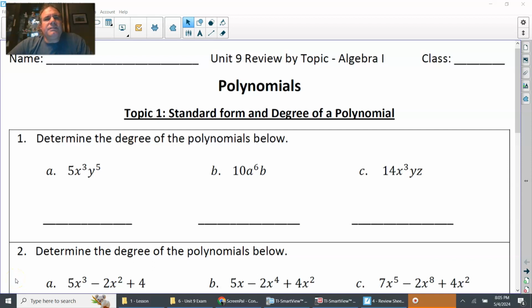Hello everyone, this is the Unit 9 review by topic in Algebra 1, and we are going to talk about topic number 1, standard form and degree of a polynomial. So number 1 says determine the degree of the polynomial, and just remember all you have to do is add up all of the exponents. So that's all you have to do. So it is 3 plus 5. 3 plus 5 is the 8th degree.